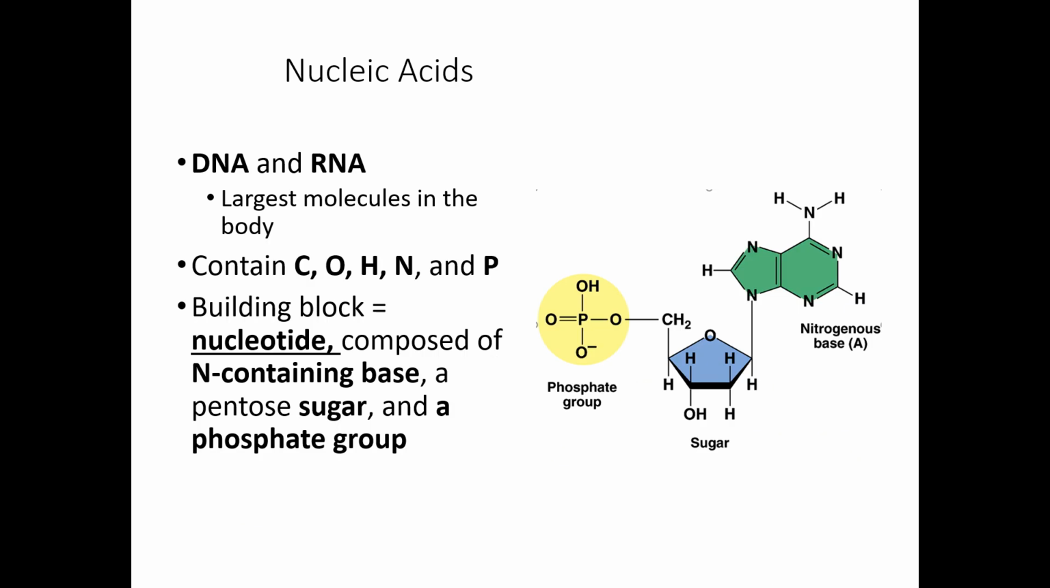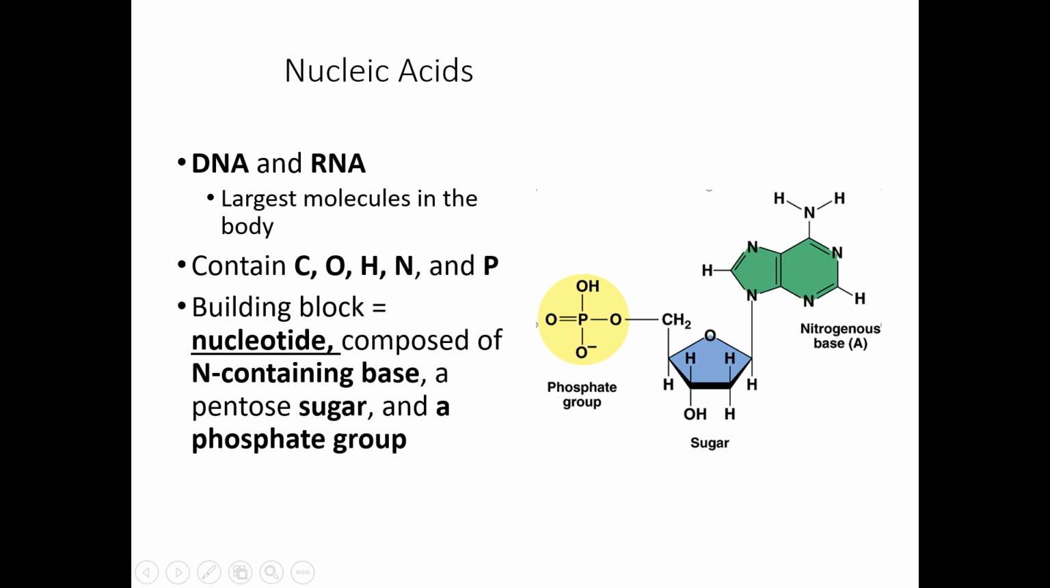One more class of the organic compounds are nucleic acids. Those are DNA and RNA. Remember where DNA and RNA are located in our cells. Well, in our cell nuclei. They carry genetic information, and they are the largest molecules in the body.